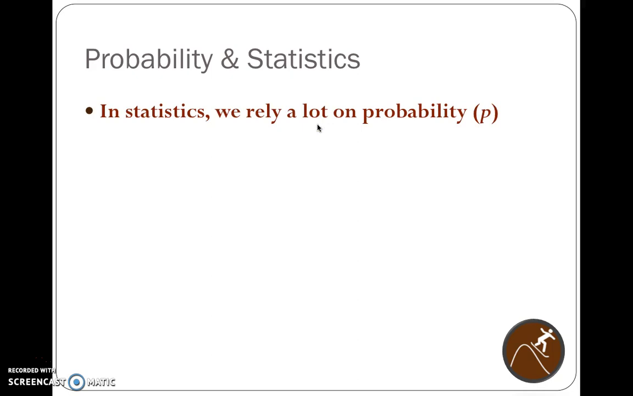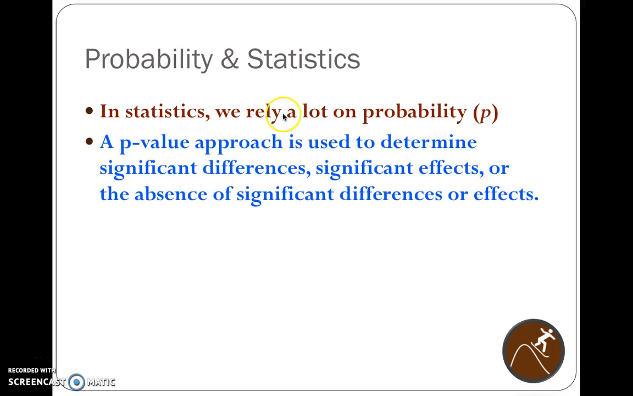So why do we care about this probability business? Well, in statistics, we rely a lot on probability. It helps us make a lot of inferences. Particularly, we use a p-value approach in much of the basic biostatistics. The p-value approach is heavily relied upon for determining when there are significant differences between groups or significant effects from different treatments or exposures, or for us to determine whether or not there is no significant effect or significant difference from a treatment or between populations or groups.